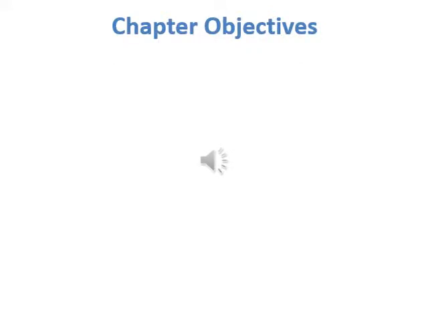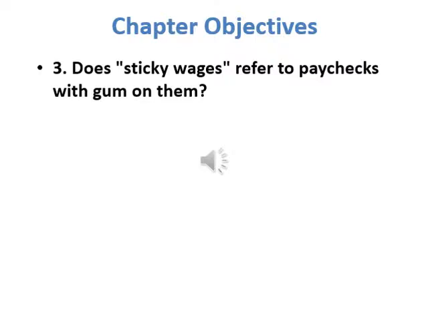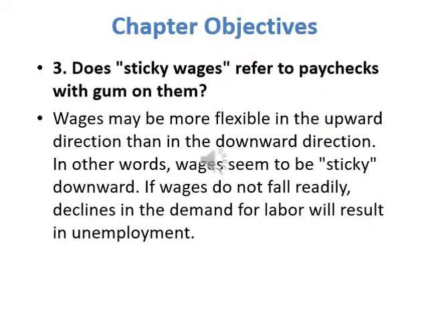Chapter Objectives. 3. Does sticky wages refer to paychecks with gum on them? Answer. Wages may be more flexible in the upward direction than in the downward direction. In other words, wages seem to be sticky downward. If wages do not fall readily, declines in the demand for labor will result in unemployment.